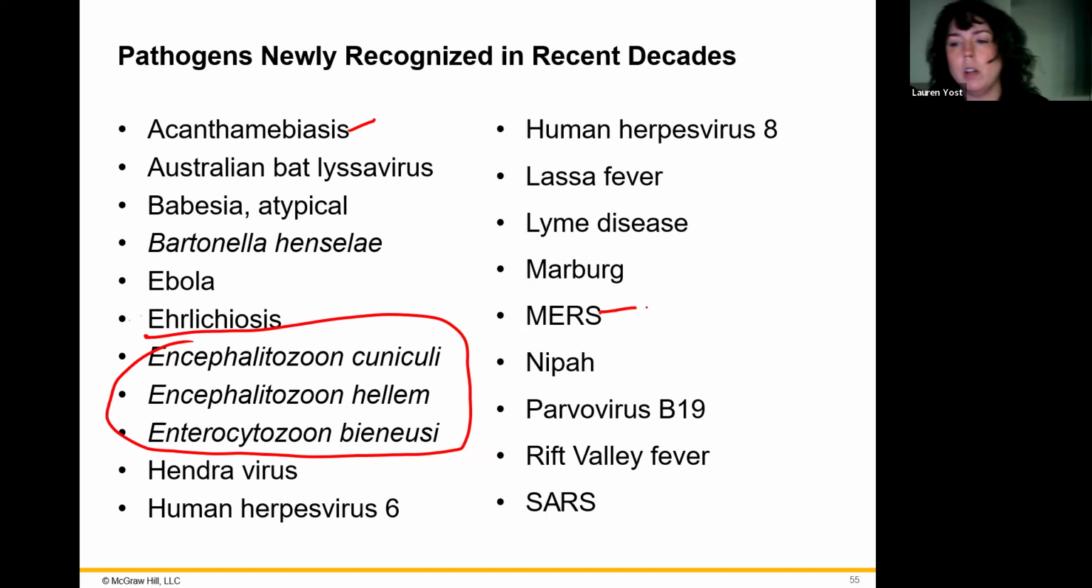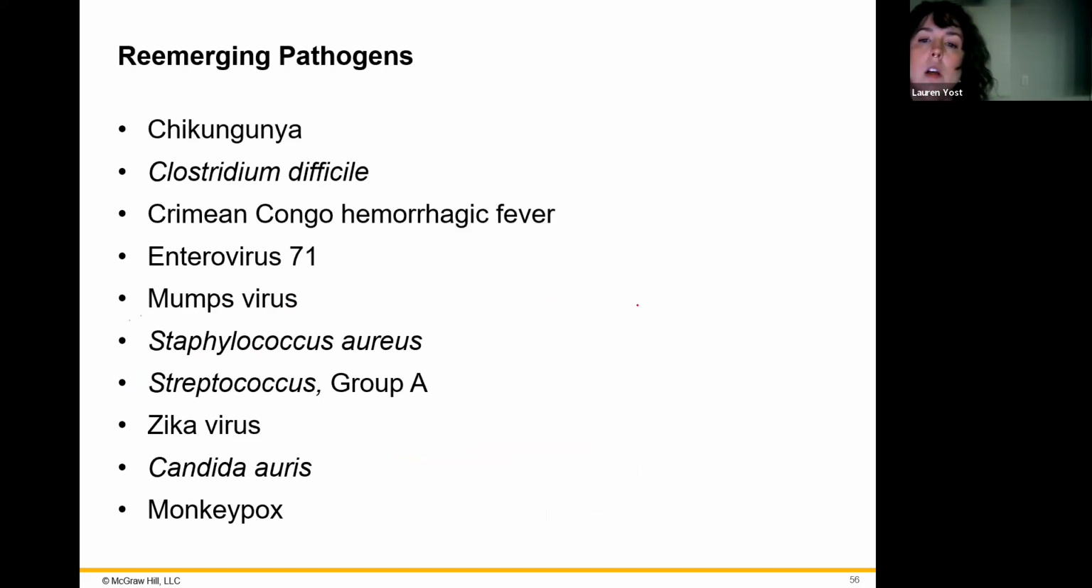Anyways, this is Middle East respiratory syndrome. It's on camels, weirdly enough, but it's pretty severe. Then we have re-emerging pathogens, things that existed that are coming up again because of the weather changes and all that stuff. So chikungunya, this is in the United States also. That is also a hemorrhagic fever.